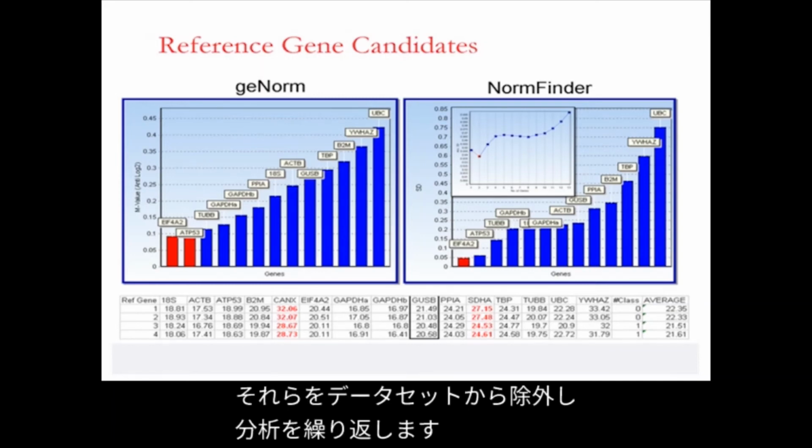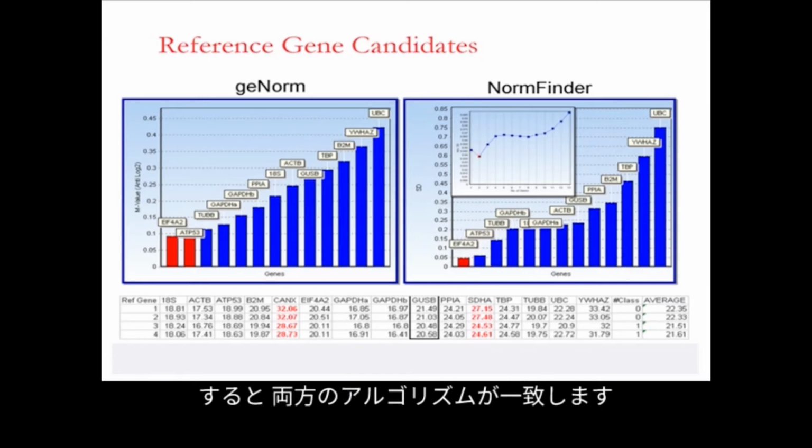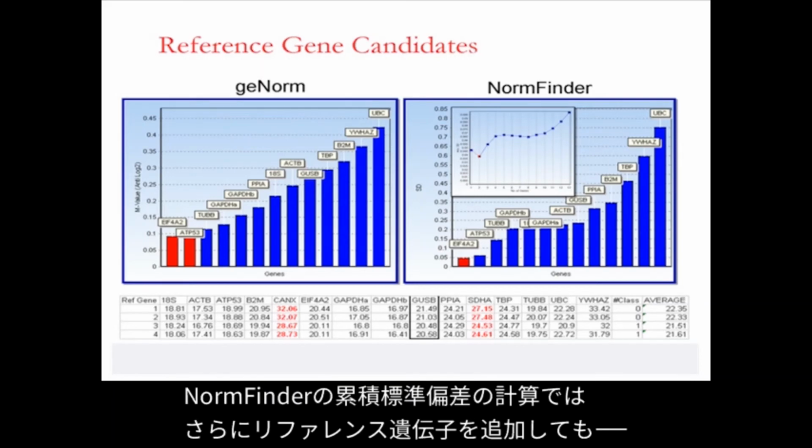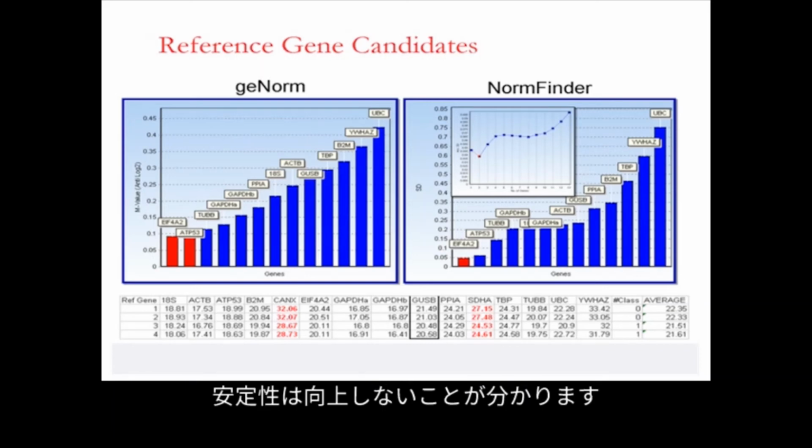We remove them from the dataset and repeat our analysis. Now we see that both algorithms agree that the best choice of reference gene is EIF4-alpha and ATP53. In the NormFinder calculation of the cumulative standard deviations, we also see that the addition of more reference genes beside these 2 does not improve stability.